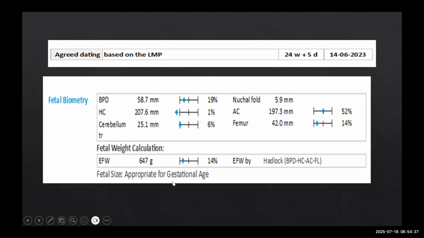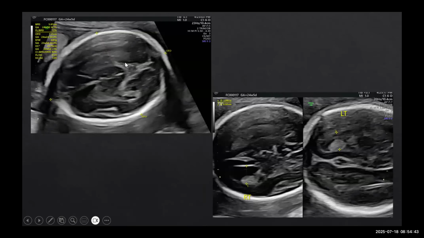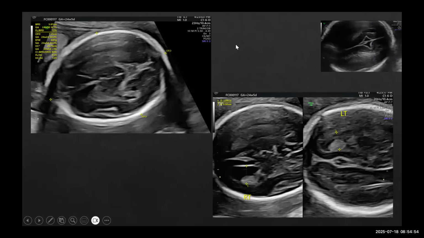So this is the biometry. I'll come to this. Please note the head circumference is at first centile. So here is the image of the head circumference, which was at first centile. And this is the image of the lateral ventricles. So at 24 weeks, here is the control image where we should have a nicely V-shaped or diamond-shaped parieto-occipital fissure. But however, we are not able to appreciate that in this case. And on measuring the lateral ventricles, there was mild lateral ventriculomegaly, one side measuring 10.8, the other side measuring 9.2 mm.